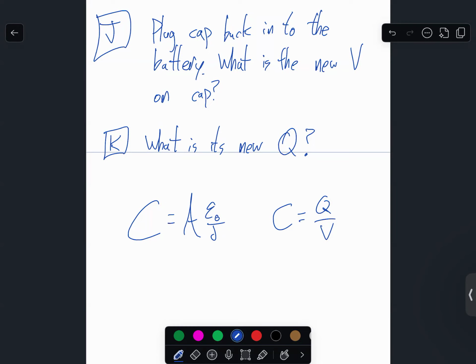Now I say, if I reattach the capacitor to the battery, what happens? Does the voltage change? Does the charge change? If I have half as much capacitance, so what? Spoilers. Yes, you're right.